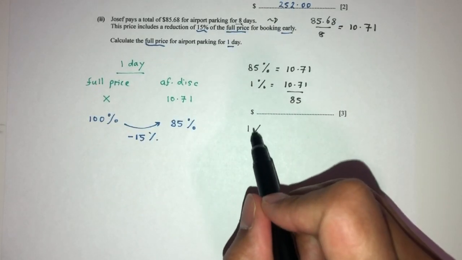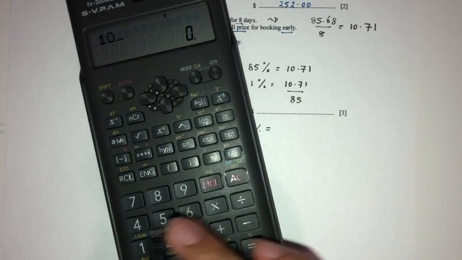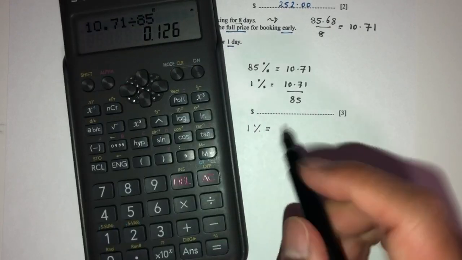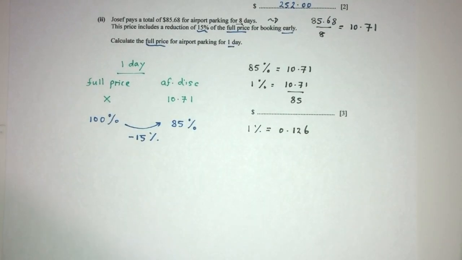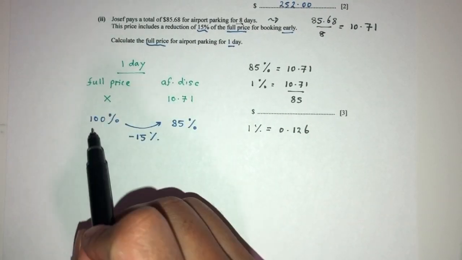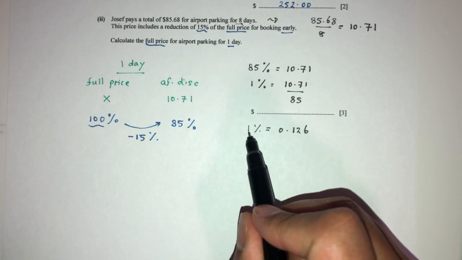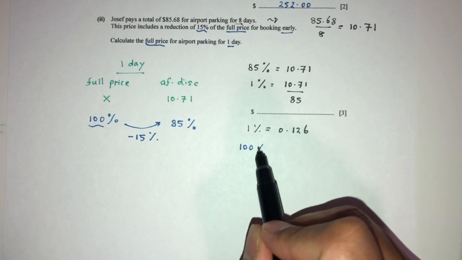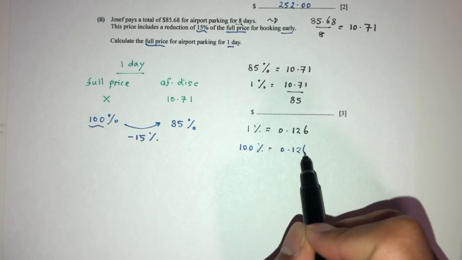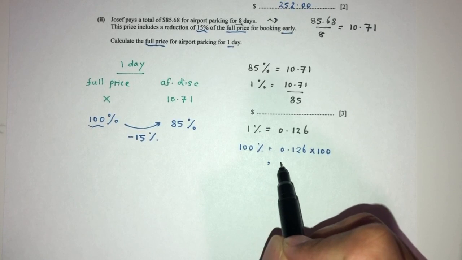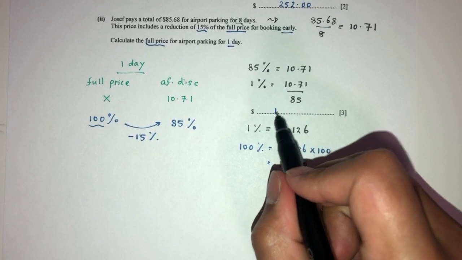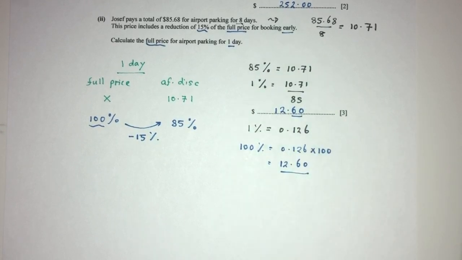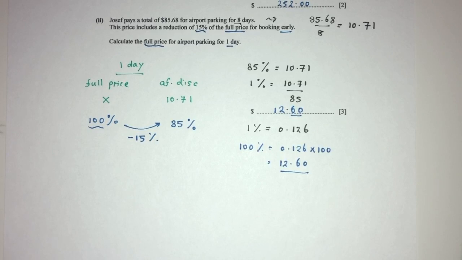So 1% is 0.126. Right. Now I'm trying to find the initial price, which is at 100%. So using ratio, if 1% is that much, so 100% will be what? 0.126 times 100. That will be 12.60 for the price of this ticket. So full price, 12.60. Correct to 2 decimal places. And that is your question number 1 for this paper.